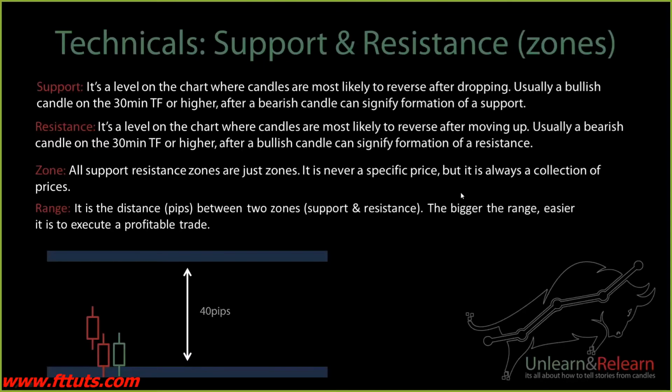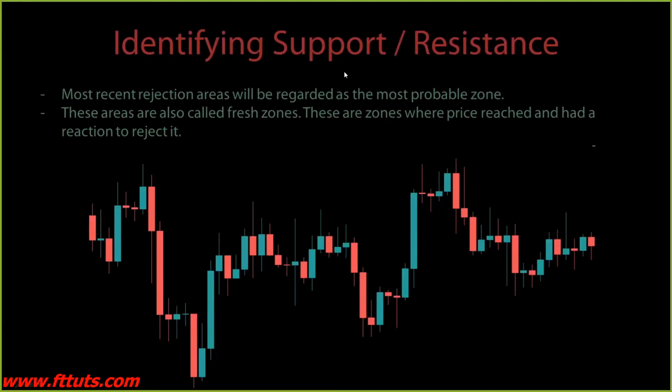All right, so let's continue on towards identifying support resistance. So basically, most recent rejection areas will be regarded as the most probable zones, right? These areas are also called fresh zones.